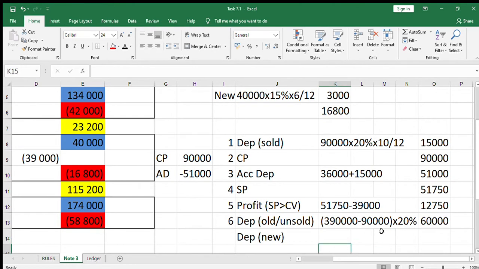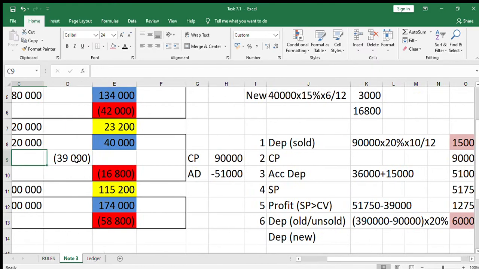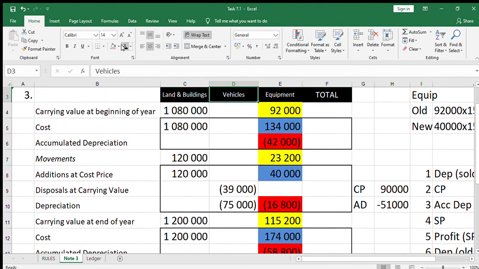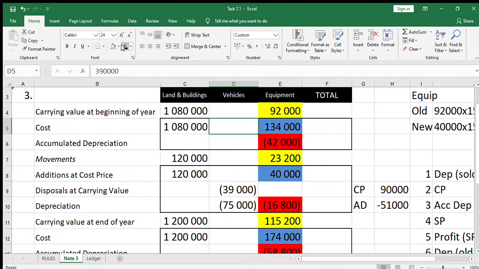Okay, now to go back to note 3, we need to finish it off. Look at the depreciation here for vehicles. It will be this answer here, 15,000 from step 1 plus 60,000 from step 6. So for vehicles, our total depreciation is 15,000 plus 60,000. Okay, so that is 75,000. We're going to put it in here for depreciation, 75,000 in brackets, to finish off note 3.